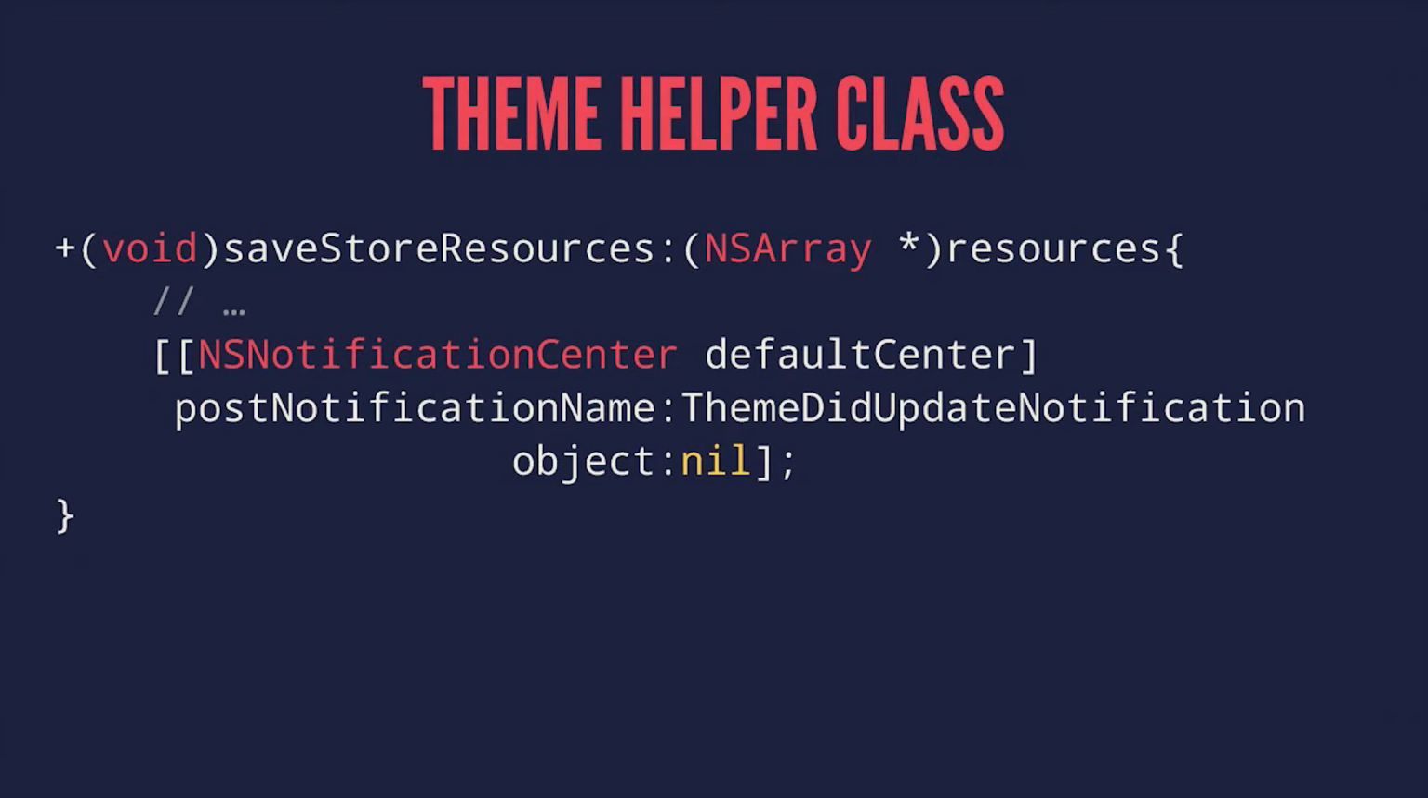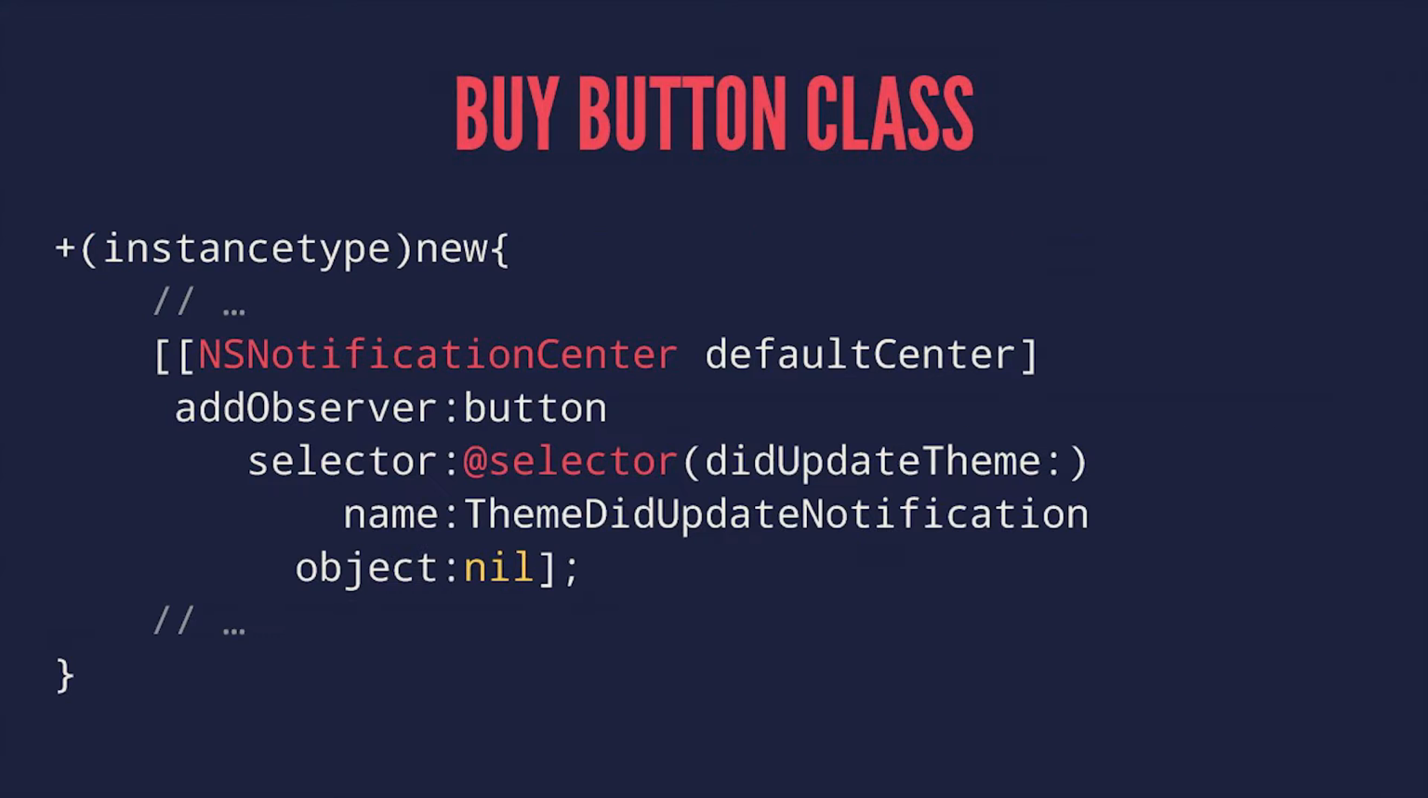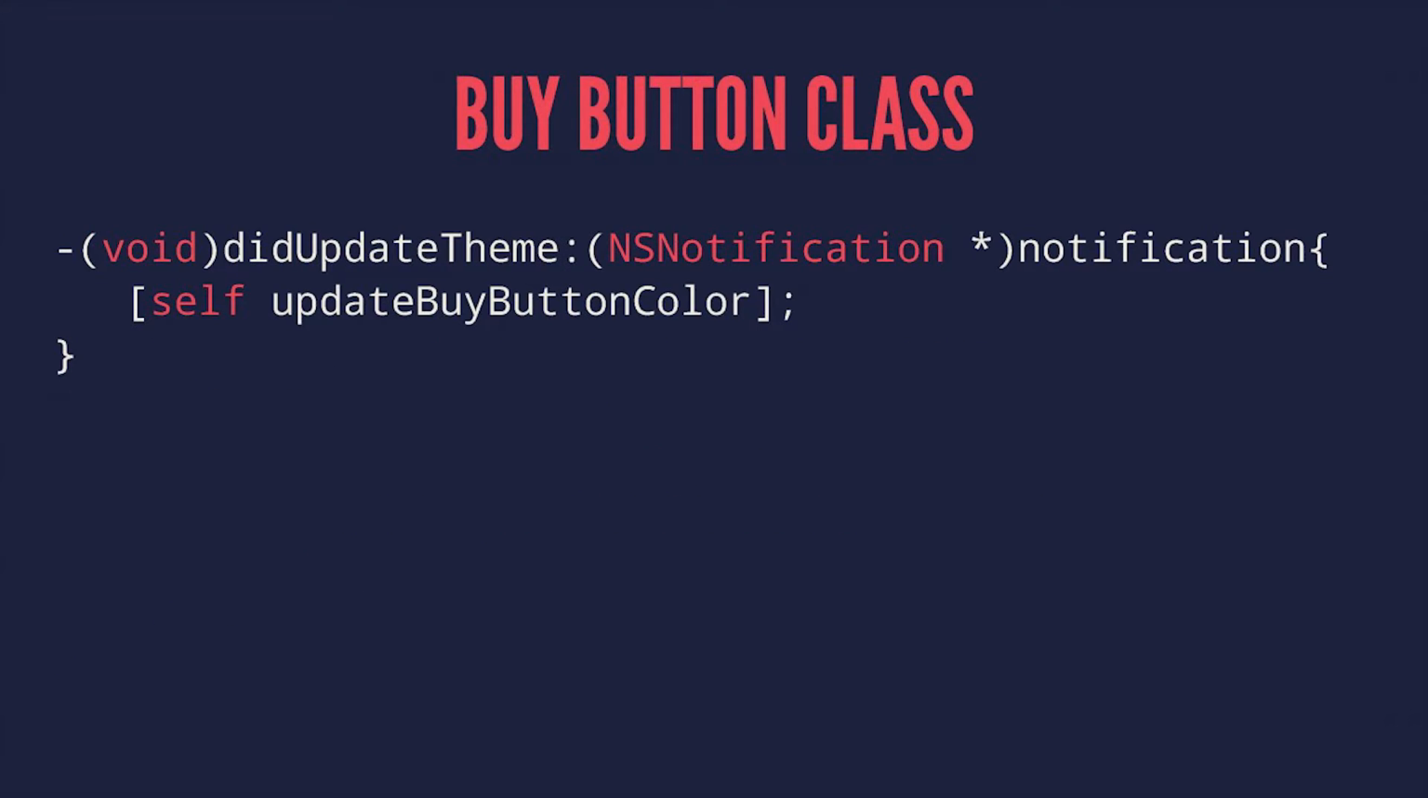Here in our theme helper class, we've got a method saveStoreResources, and at the end of it, we tell notification center to post a notification that theme did update. And then over in our buy button class, this is an example of how we're adding the observer to watch this particular notification, and then call this method didUpdateTheme, which then handles updating the buy button color.